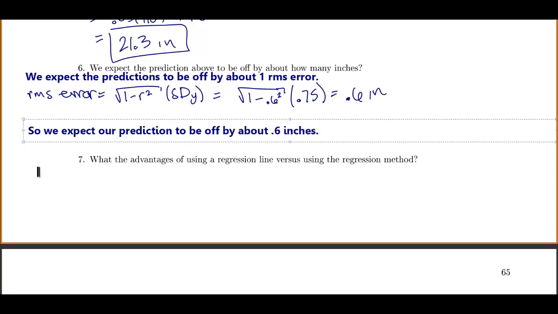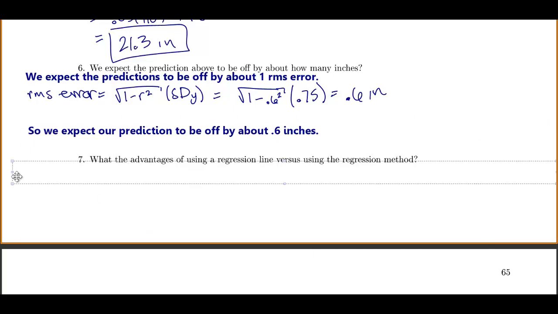And finally, what are the advantages of using a regression line versus the regression method? Remember what the regression method was? We had to figure out how many standard deviations our x was above the x average, then multiply that by r, and then we were that many standard deviations away from the y average.